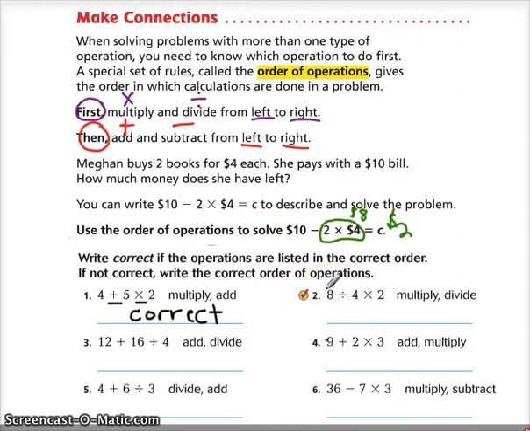Number 2 says 8 divided by 4 times 2. The operations that are listed are multiply, divide. Now up above, it said we should multiply and divide first, but we're supposed to work from left to right. Looking at this problem, division comes on the left and multiplication comes on the right. So this is not correct. We should divide first and then multiply.